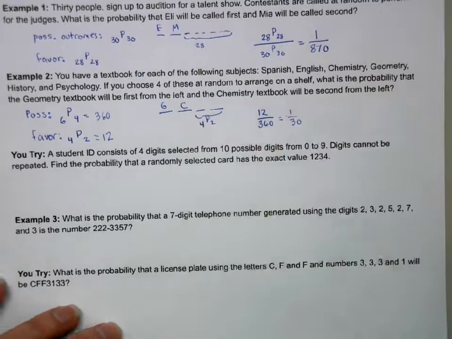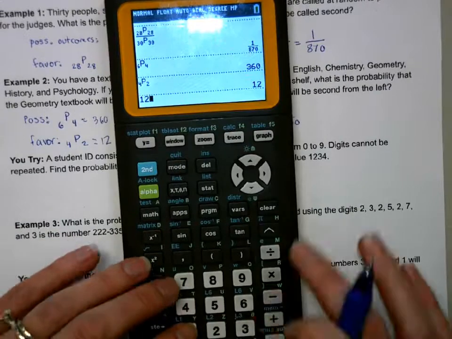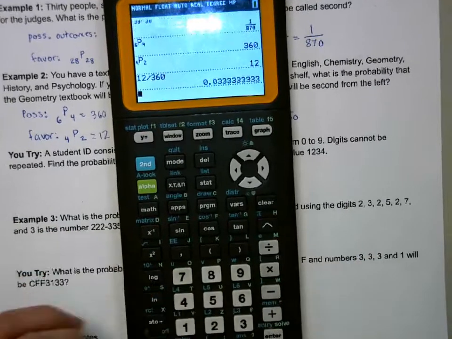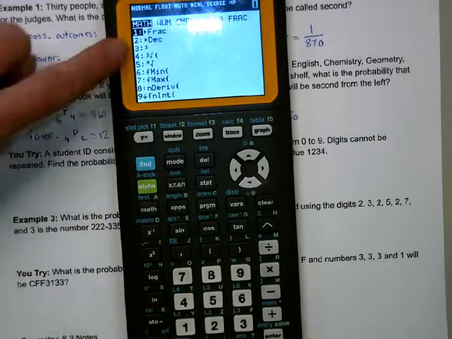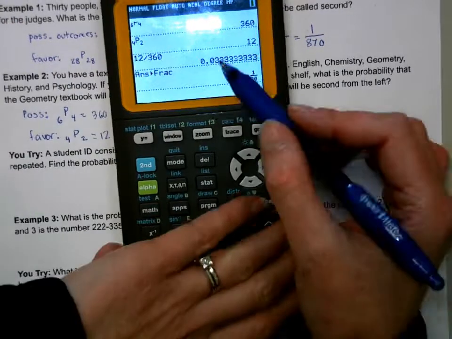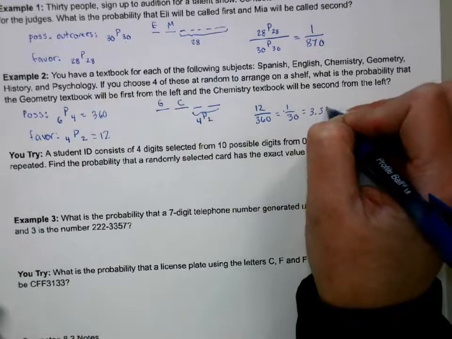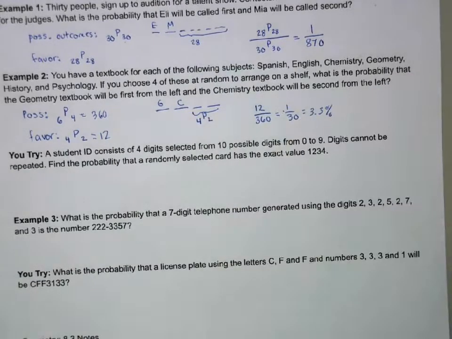And if you're not sure, I've got 12 divided by 360. If you do math, the very first option is to fraction. It'll turn it into a fraction for you. And then if we do this, that's 3.3%. Okay, so I want you guys to try the next one.